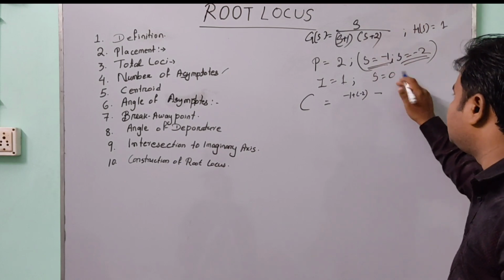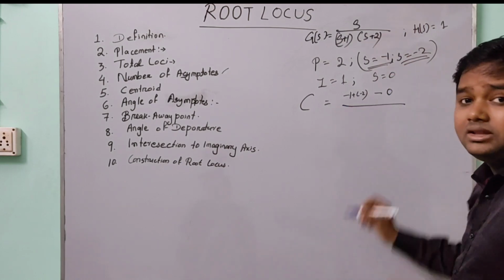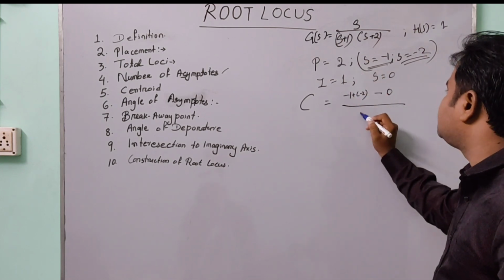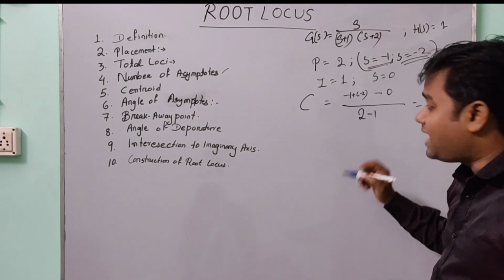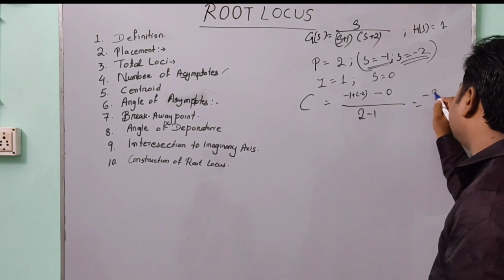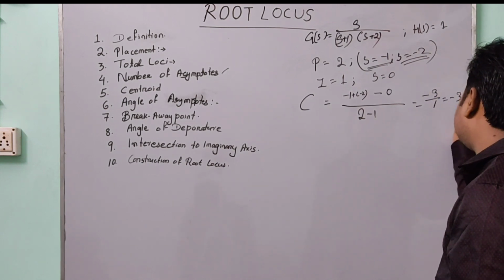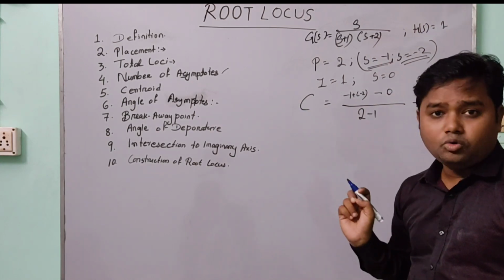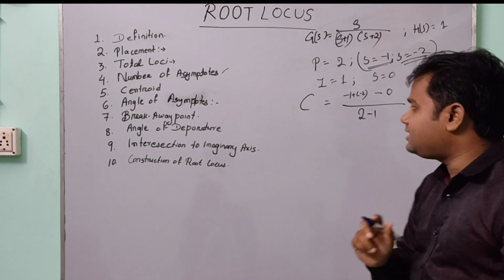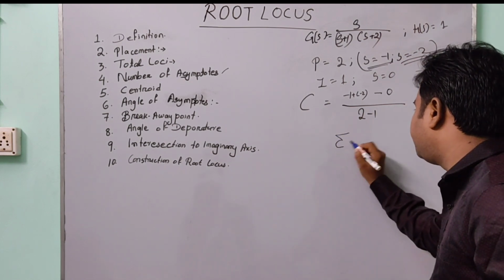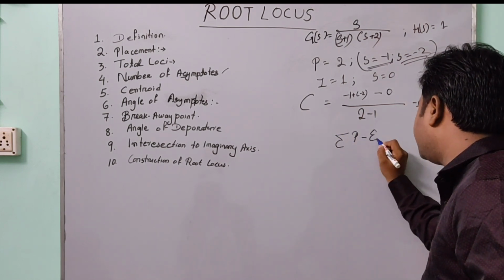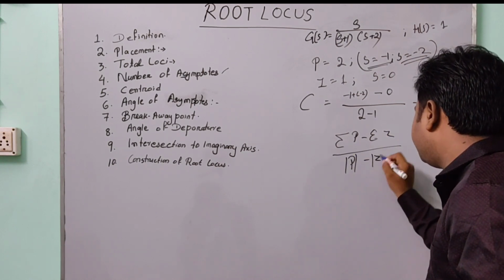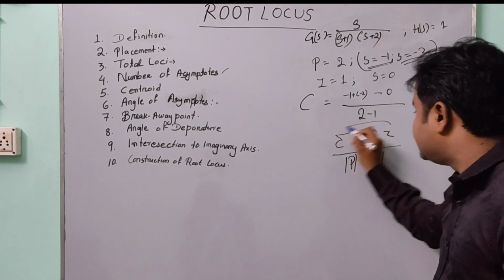The summation of zeros: s equals 0, so minus 0, divided by the number of poles minus the number of zeros. The number of poles here is 2, minus 1. So the value of the centroid is minus 3 by 1, which is equal to minus 3. So minus 3 is the centroid of the root locus. That means the formula for the centroid is the summation of poles minus the summation of zeros, divided by the number of poles minus the number of zeros.